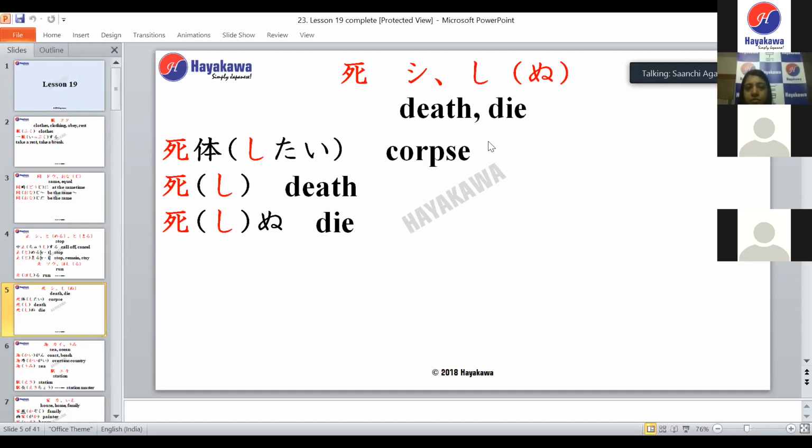So we have a few words over here. Shi, like I said, means death. Shitai is a corpse. You have your shi kanji, the death kanji, and the karada kanji for body. So a dead body, shitai, corpse. Shinu is the verb in Japanese to die. Okay, any doubts here?